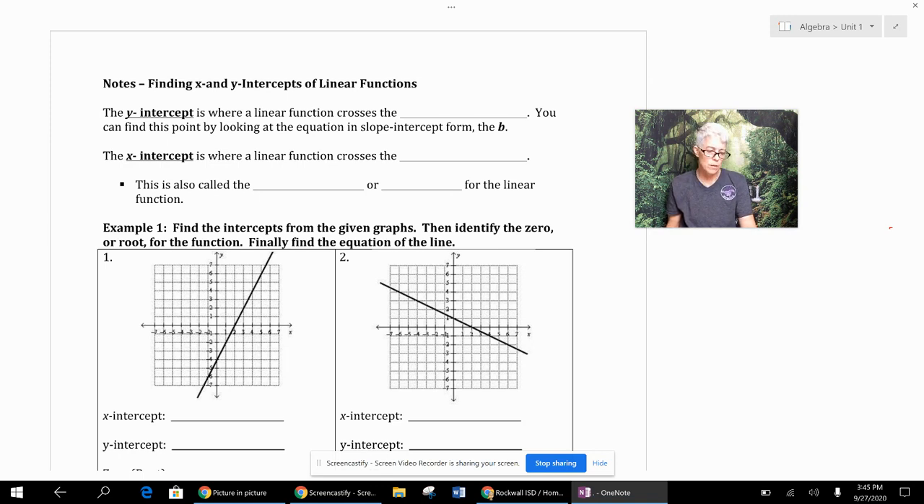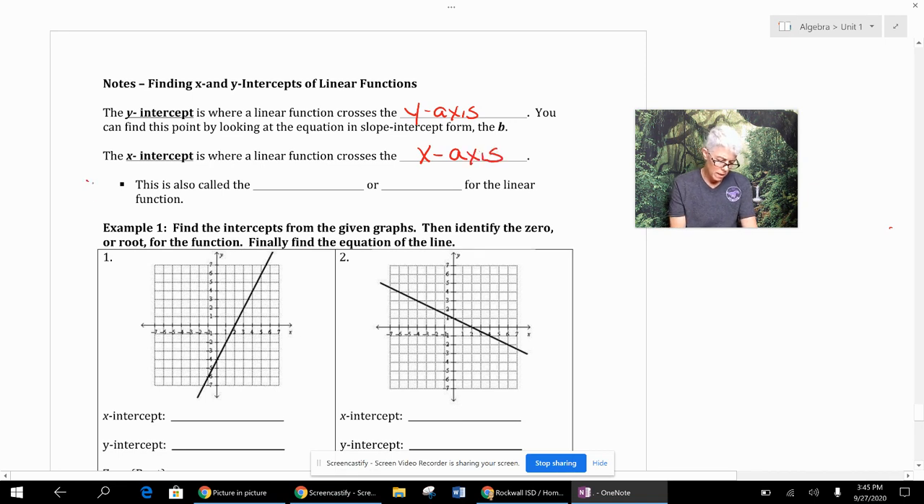Okay, here we go. So the y-intercept is where a linear function crosses the y-axis. You can find this point by looking at the equation in slope-intercept form and finding the b. The x-intercept is where the linear function crosses the x-axis.